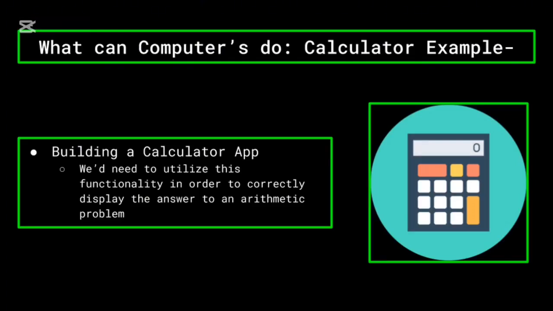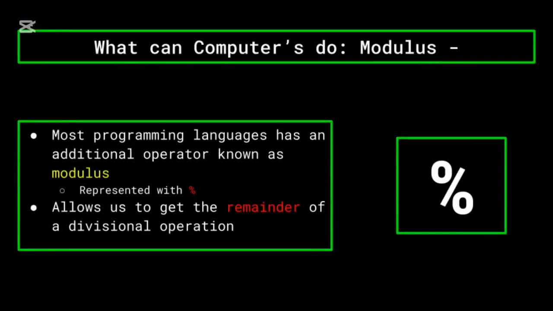Now, in addition to the four basic math equations, most programming languages include an additional operator known as modulus. If this is your first time hearing this word, don't worry, since it's not usually taught in math classes. Modulus allows us to get the remainder of a division operation.